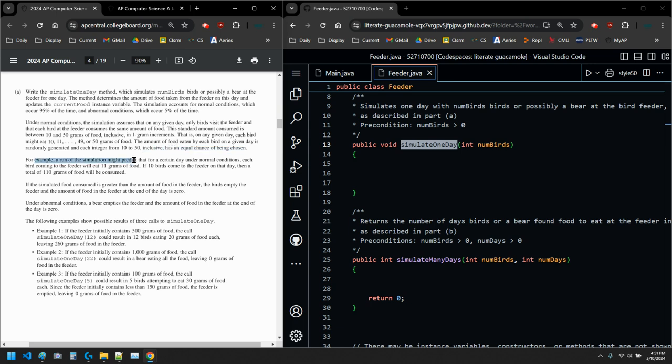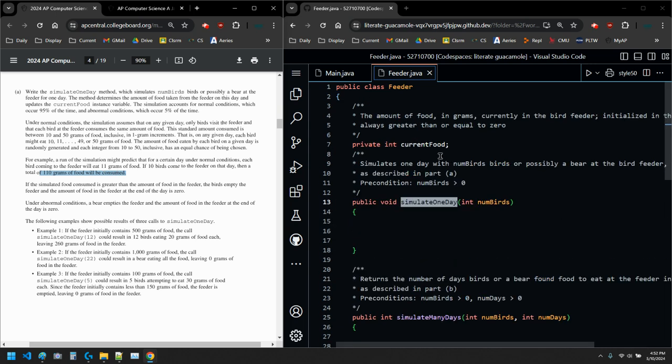Okay, so for example, on a certain day, each bird coming to the feeder eats 11 grams of food. Then if there are 10 birds, a total of 110, so 10 times 11, will be consumed. And then the remaining amount is 110 less. So we have to subtract from whatever that variable's name is, current food. Yeah, subtract from current food.